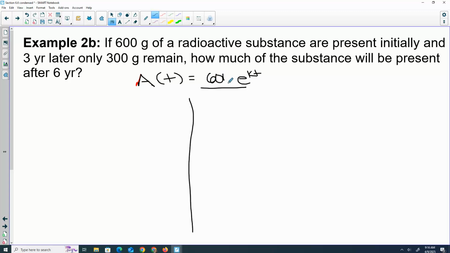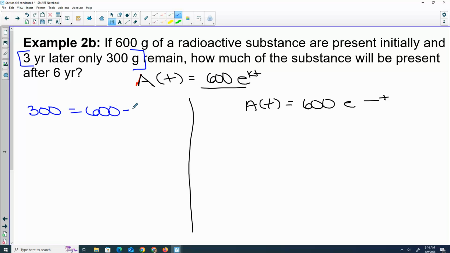I know you guys aren't done, but let's make sure we're on the right track. What we have to do before we can make our equation work is we need to know the constant. We have to find k. So that's the work we need to do now. And to do that, we use the other information I gave you. In 3 years, 300 grams remain. So 300 equals 600 e to the k times t, which is 3. This is a lot of times called the half-life, how long until you have half of what you started with.